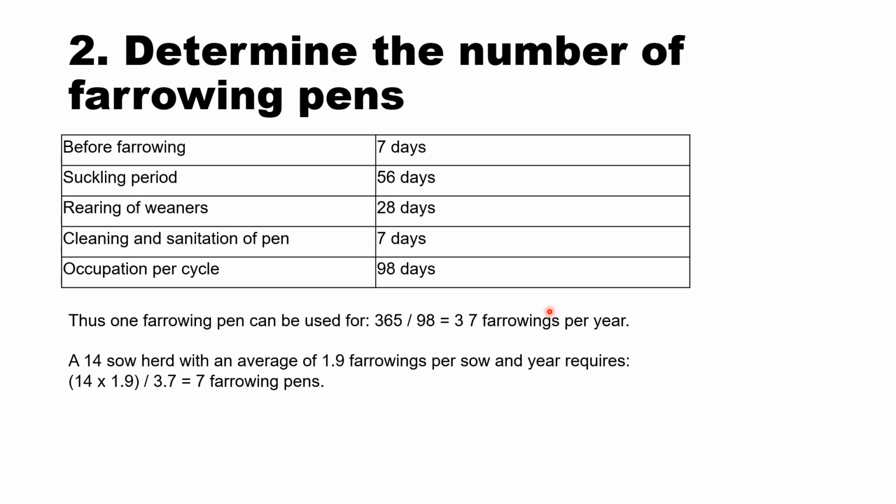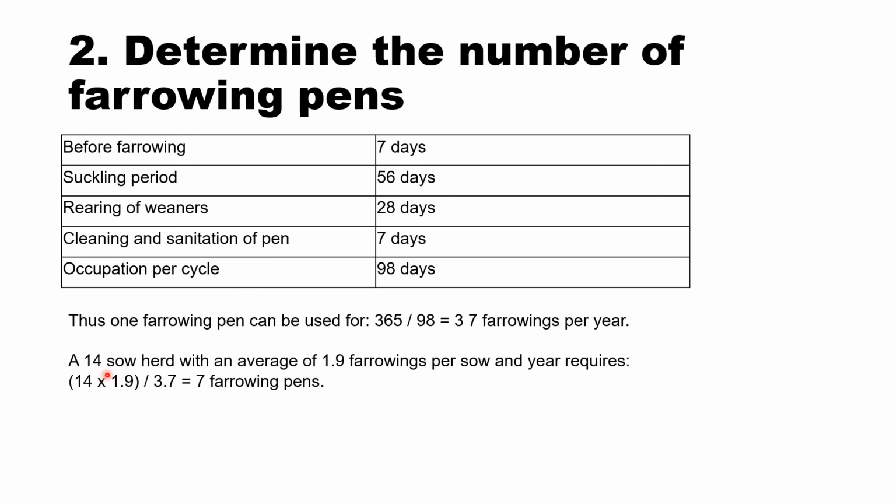So pwedeng at least 3 na farrowing, or more than at least 3 na farrowing, and then at most 4 na farrowings yung pwede niyang i-accommodate per year itong isang farrowing pen. So meaning tatlo or apat na sow yung pwedeng manganak doon sa iisang farrowing pen per year.